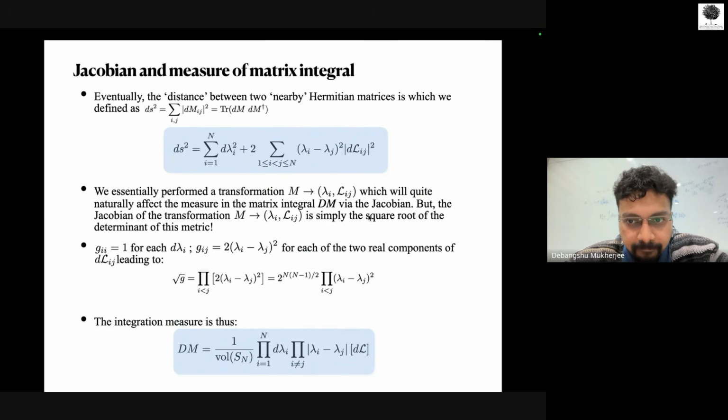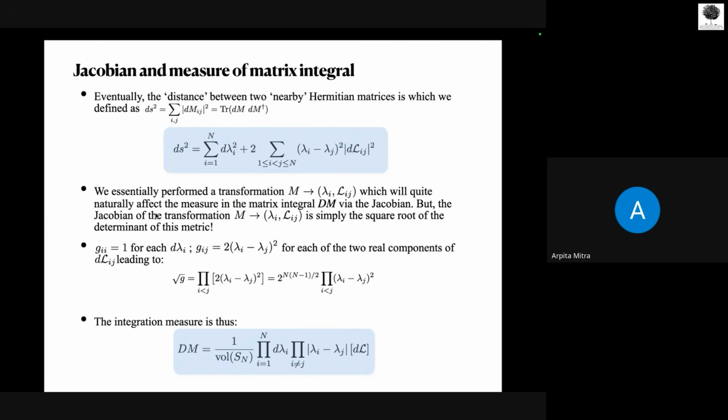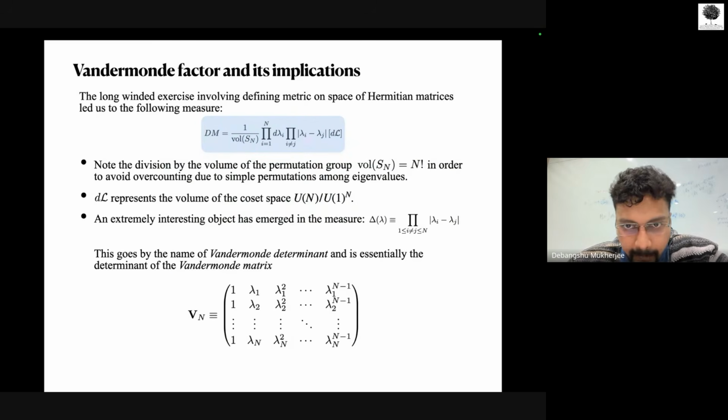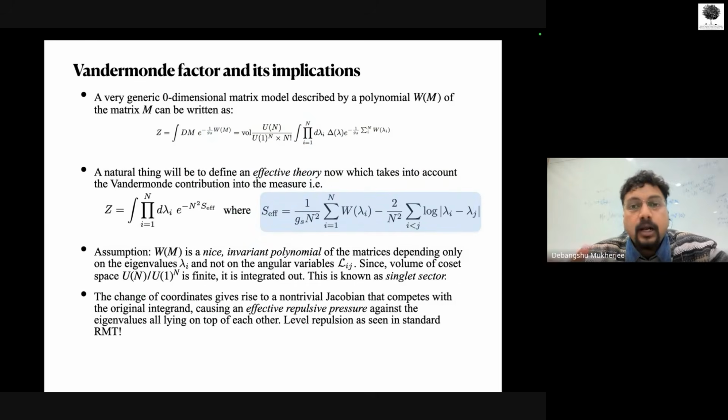Is that fine? Yes, yes. Yeah. So the Jacobian of this transformation is simply the square root of the determinant of this metric. And this is how you compute it. By the way, please feel free to stop me at any point of time if you think I'm going over anything very fast, or if I should pick up more speed, or I should slow down, anything.